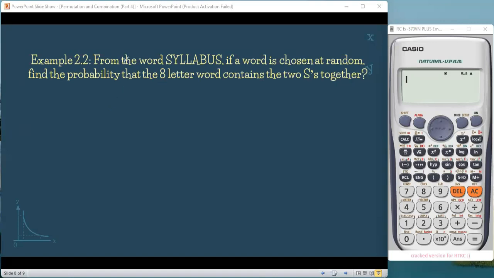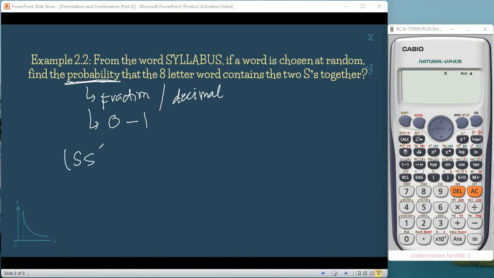Okay, example 2.2. From the word syllabus, if a word is chosen at random, find the probability. So kapag sinabi nating probability, my dear students, it's either ang result po natin is fraction or decimal. Kasi nga po, di ba, when we say probability, ibig sabihin po, nag-range lang siya from 0 to 1. It's either it is a fraction or decimal po. That the 8-letter word contains the two S's together. So to illustrate that, ibig sabihin daw po si S and S magkasama lagi. And nandito na po yung other letters natin.